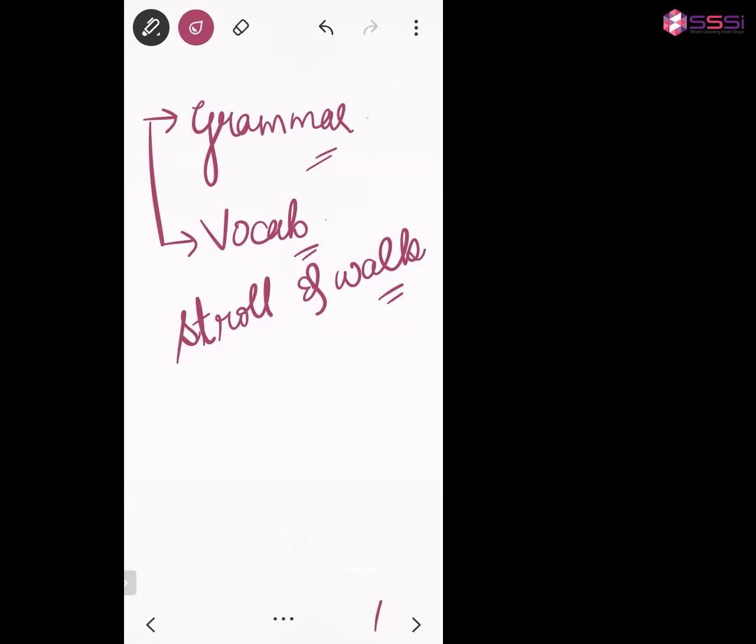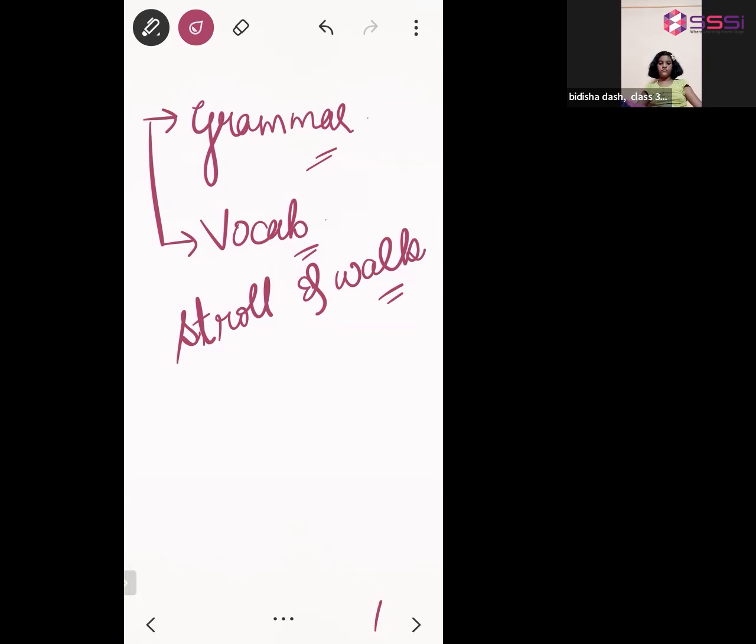Do you walk after having food? Do you stroll, let's say, in a street from the starting point to the end point, then from the end back to the starting point? So we are walking like this. It is known as strolling. But if you're simply walking, not coming back to the initial point, it is walking.